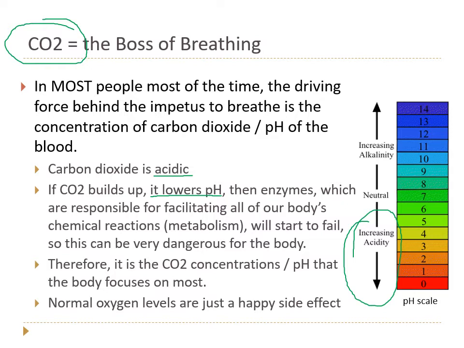So we can't let that happen, right? Because then our enzymes are going to start to fail. That's really dangerous for the body. So actually, before our oxygen levels even start to fall, it's our carbon dioxide concentrations, which impact pH, that our body has to focus on. And it just so happens that that also ends up making sure that our oxygen levels are kept normal, but that's not the prime driver here.